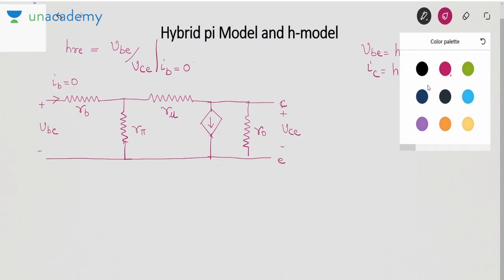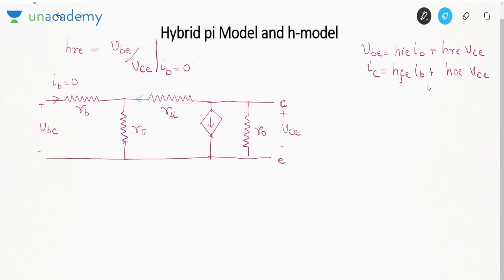That means what I can say here is, if this current is I, this current will also be I. So if we apply KVL here, like this, what you can say? VCE is I times r mu plus r pi. r mu and r pi will be in parallel. This will be gm V pi. Now V pi is the voltage here.